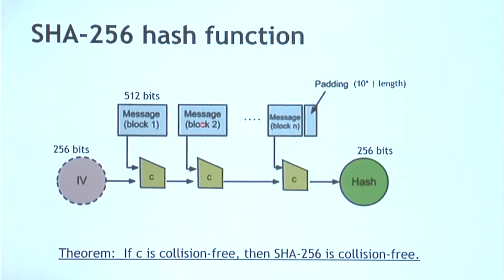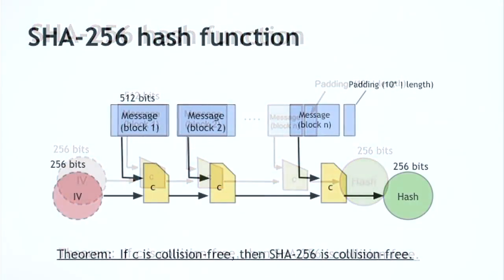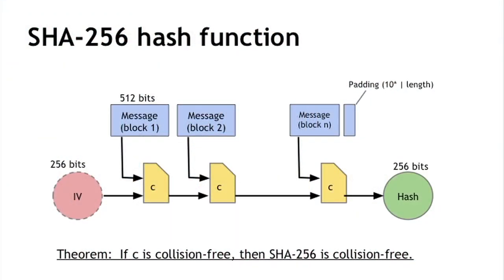You now take that with the next 512 bits of the message, run it through C again, and you keep going. Each iteration of C crunches in another 512-bit block of the message and mixes it in logically to the result. And when you get to the very end, you have consumed all of the blocks of the message plus the padding. The result is the hash, a 256-bit value. And it's easy to show that if this compression function C is collision-free, then this entire hash function will also be collision-free. The other properties are a little bit more complicated, so I won't talk about them here.